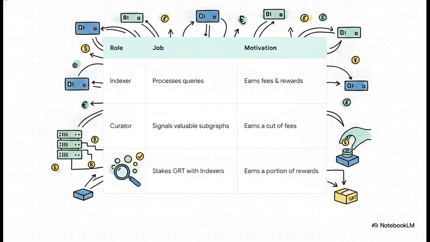Then you have curators. Think of them like quality scouts. They find and signal which subgraphs are actually good and useful, and they get a piece of the action. And finally, you have delegators. Anyone can be a delegator. You just stake your tokens with an indexer you trust, helping to secure the network and earning rewards without having to run any of the tech yourself.